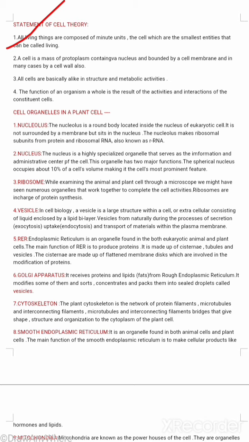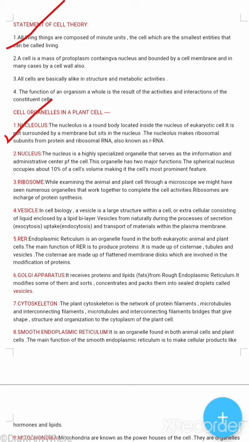Number 1. Nucleolus. The nucleolus is a round body located inside the nucleus of a eukaryotic cell. It is not surrounded by a membrane but sits in the nucleus. The nucleolus makes ribosomal subunits from protein and ribosomal RNA, also known as rRNA.